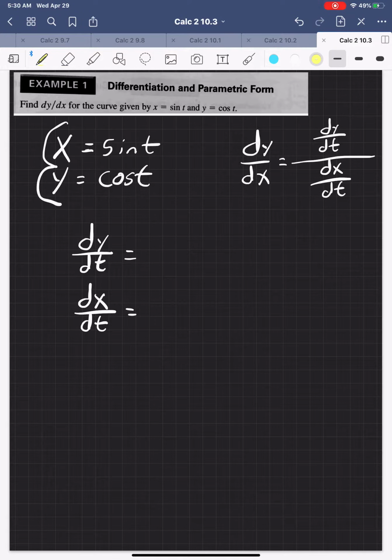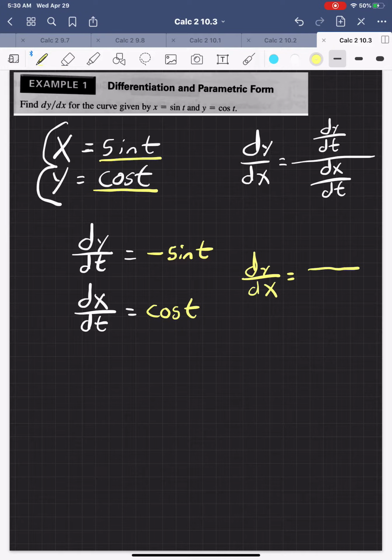So okay, dy/dt. We would be taking the derivative of cosine, which is just negative sine of t. Now dx/dt would be the derivative of sine, which is just cosine of t. All right, so now dy/dx is going to be equal to dy/dt, which was negative sine t, divided by dx/dt, which is cosine of t. Now that is your derivative.